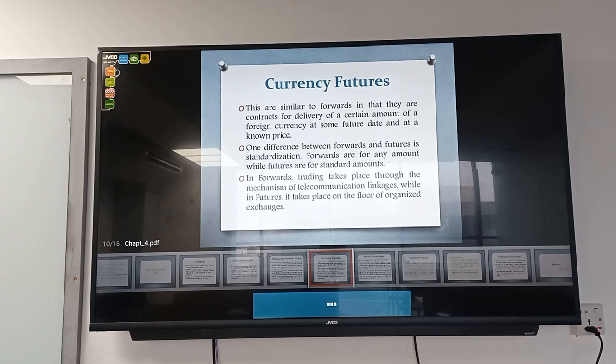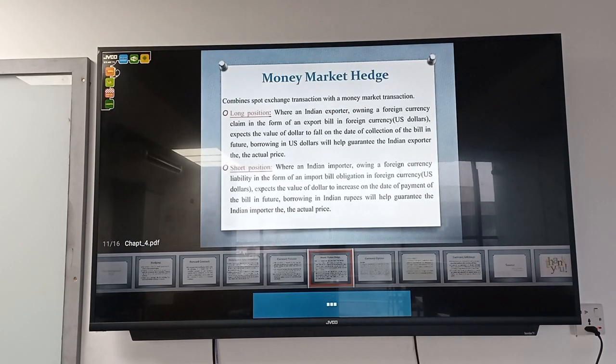Are you getting it? Okay. Then money market hedge. Any idea about money market hedge? It involves the borrowing and lending transaction in foreign currencies to lock in the home currency value of a foreign currency transaction.